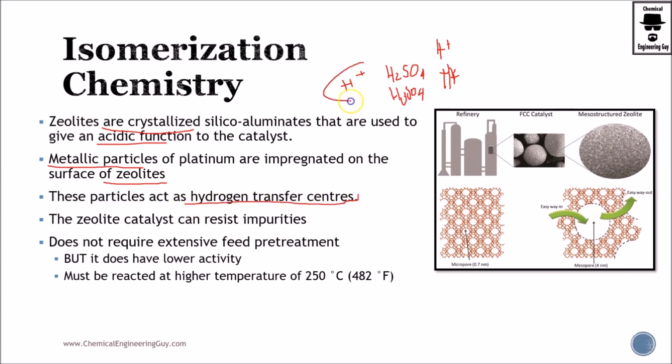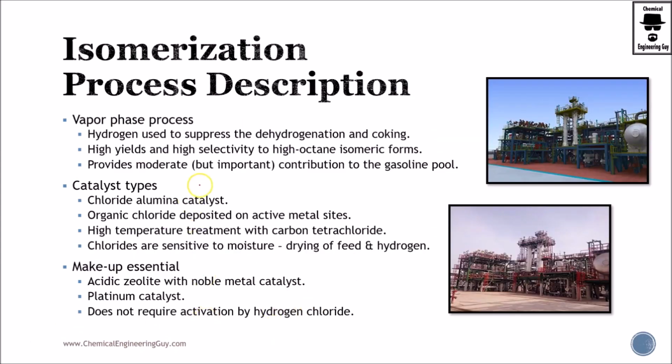Remember these hydrogens. The zeolite catalyst can resist impurities, so that's an advantage compared to the chlorinated catalyst. It does not require extensive feed pretreatment, which is awesome, and that means that our catalyst is going to last longer. But as stated before, it has lower activity, will require high temperatures, and it's one for the other. Now let's continue to the process description of isomerization.